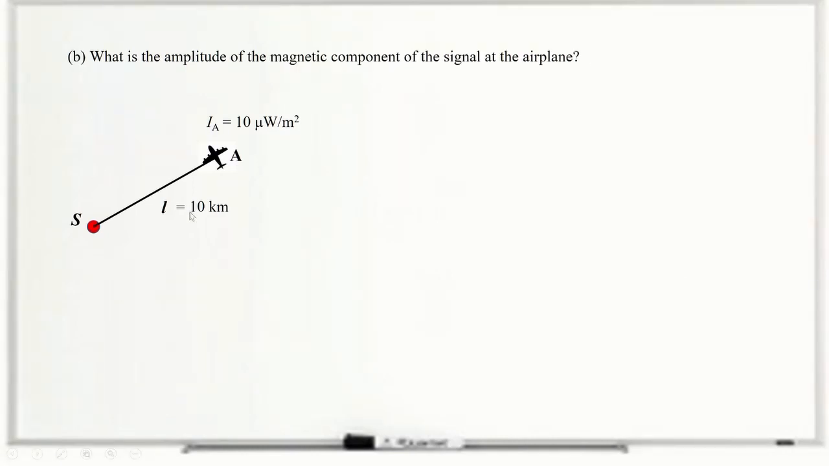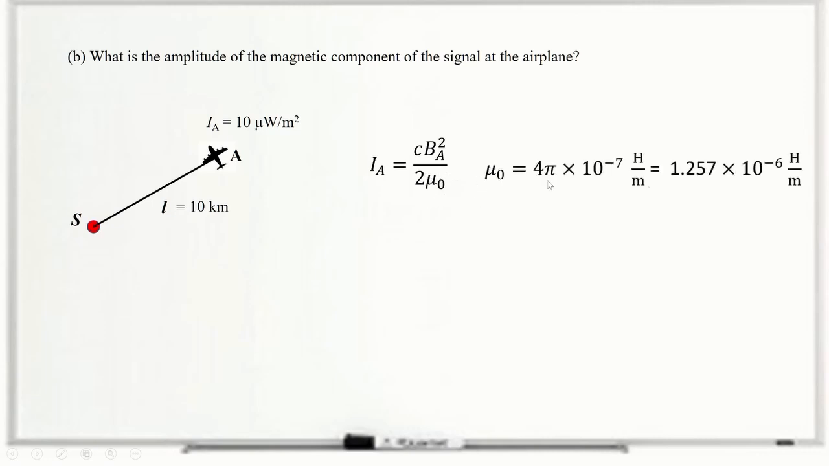Now we will find amplitude of the magnetic component of the signal at the airplane. We can do this in two ways. First way is to use this equation for intensity as function of amplitude of magnetic field. Here we use exactly the same way as we used previously, taking into account that here we have permeability of free space, which is given by this number. And we can find a magnitude of B.